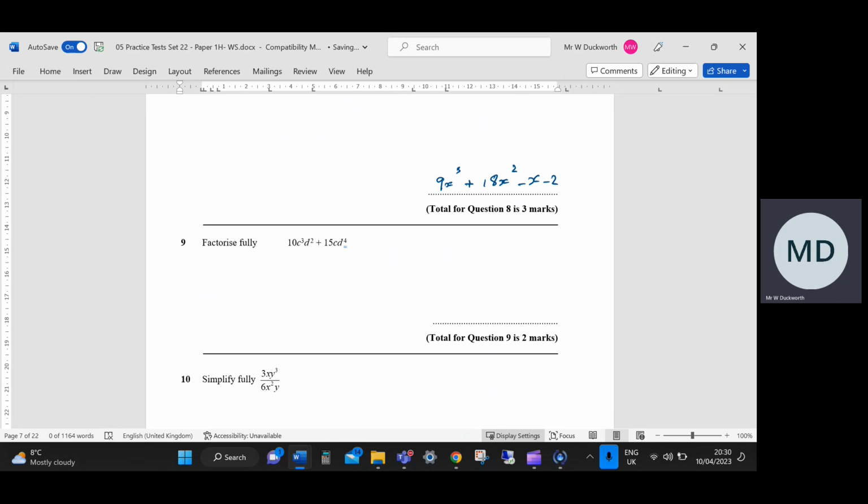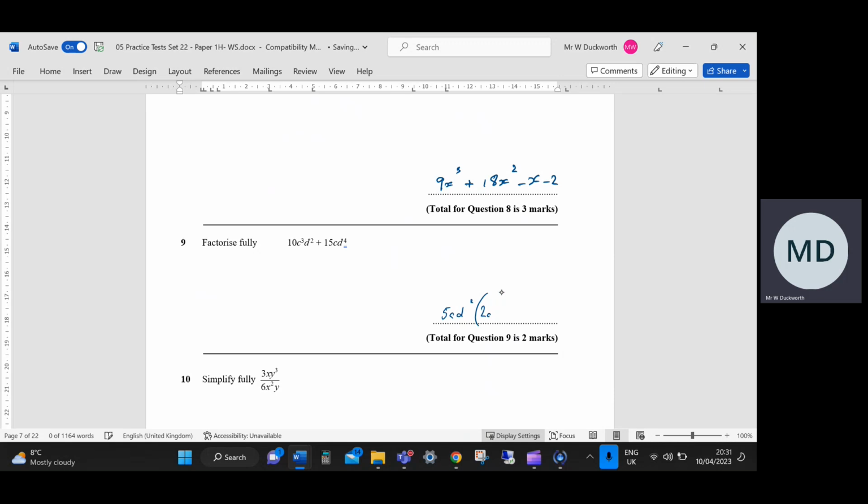Factorize fully. I'll do this in stages. The highest number I can take out that is a factor of 10 and 15 is 5, so I can take a 5 out. I also have a c common to both parts, and I also have a d squared common to both parts. And then I would need to times 5 by 2 to get 10. I need to times c by c squared to get c cubed.